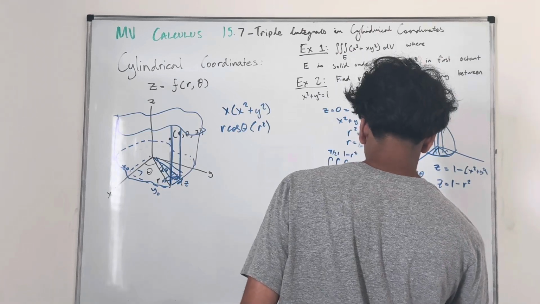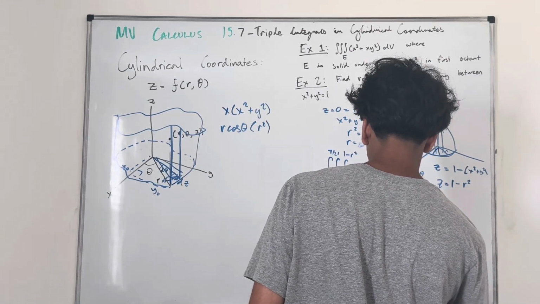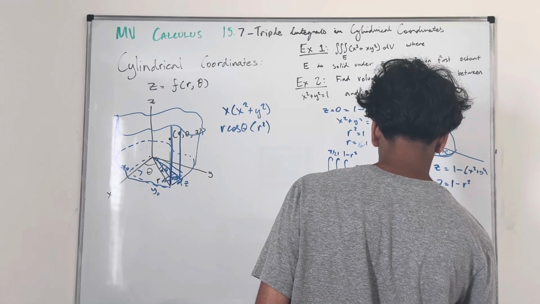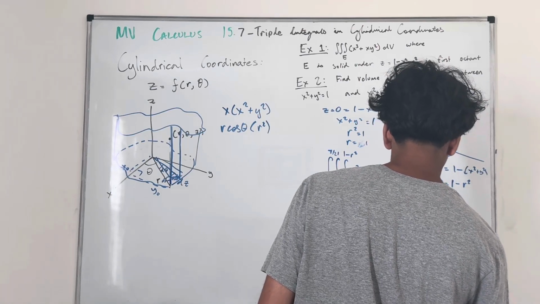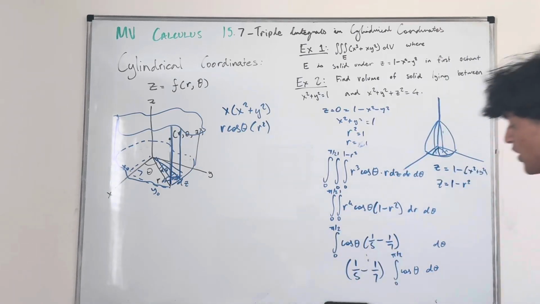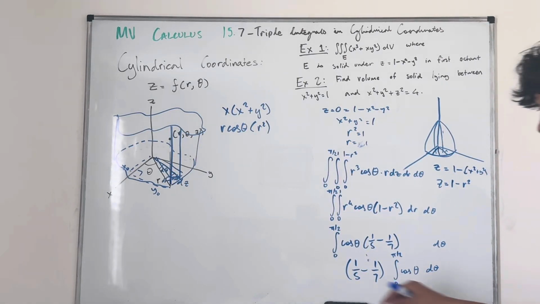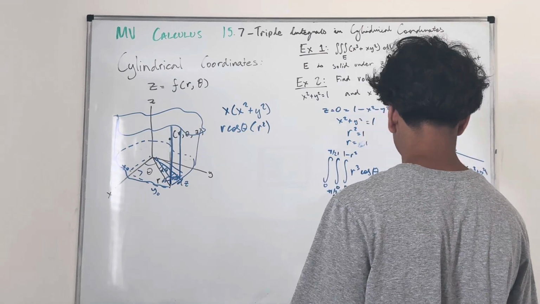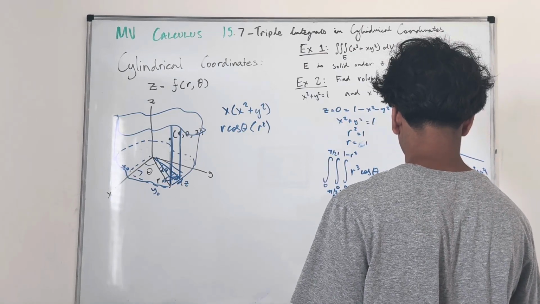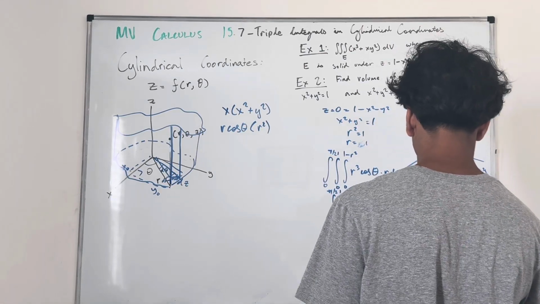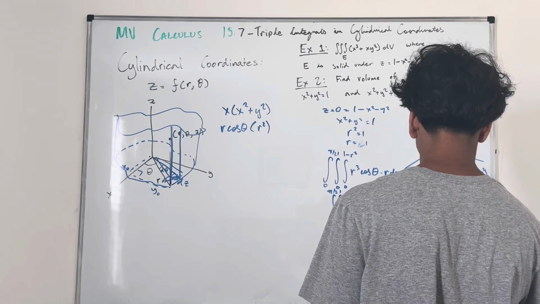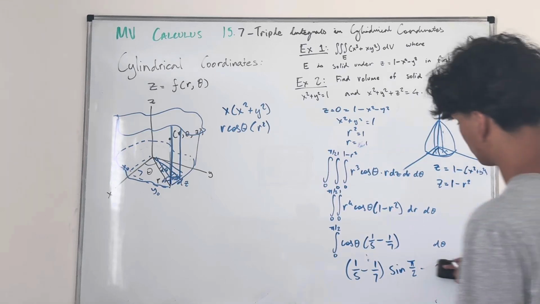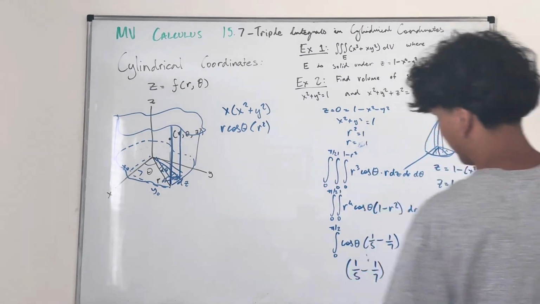So 1/5 minus 1/7 times the integral from 0 to pi over 2 of cosine theta d theta. The antiderivative of cosine theta is sine theta plus c, so it's going to be sine pi over 2 minus sine 0. Sine of pi over 2 is just 1, and sine 0 is 0. So this is our answer, actually.